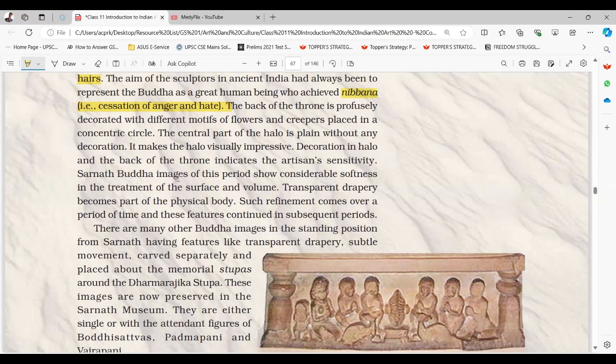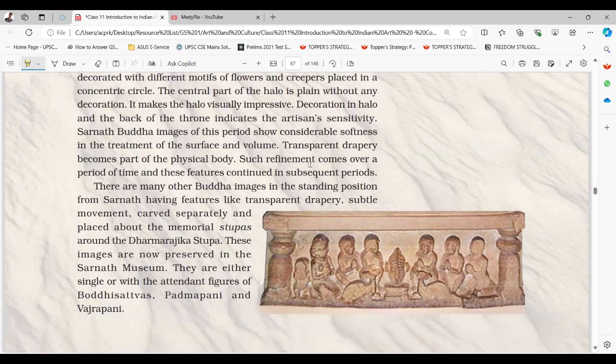Sarnath Buddha images of this period show considerable softness in the treatment of the surface and volume. Transparent drapery becomes part of the physical body. Such refinement comes over a period of time, and these features continued in subsequent periods.